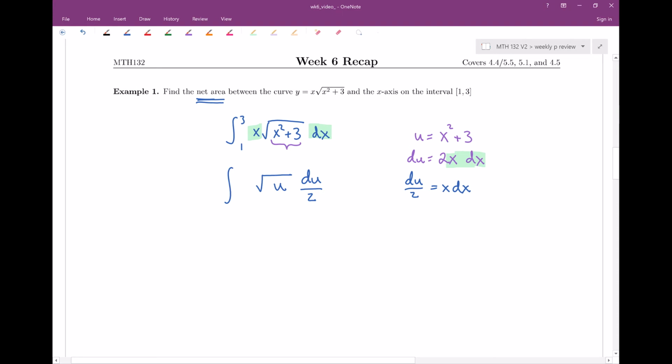I'm going to go ahead and switch back, and then I'm going to plug in 1 for x and 3 for x. So let's go ahead and integrate this thing. First of all, this division by 2, that's a constant. I can go ahead and pull that out of my integral.